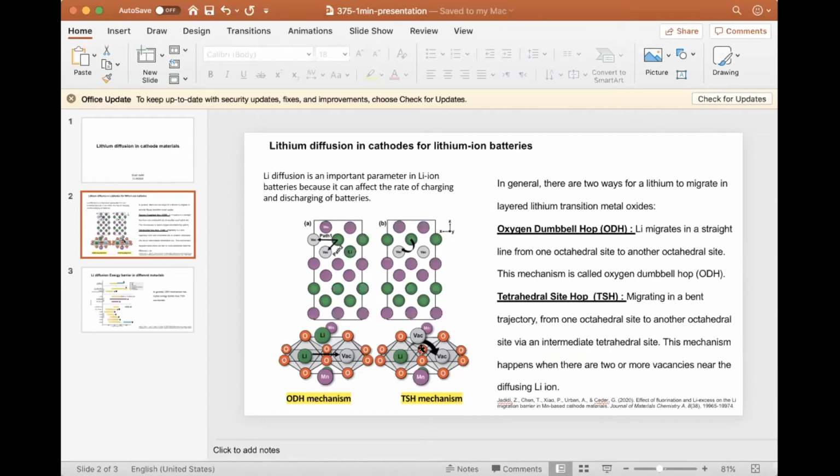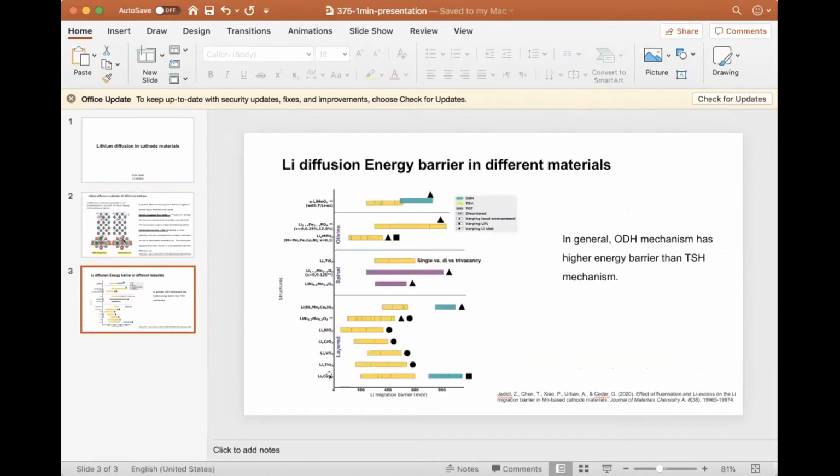And this mechanism happens when we have two or more vacancies. And here I just wanted to quickly show you the range of lithium migration barrier that we can see, in which in general the ODH mechanism has lower energy barrier.